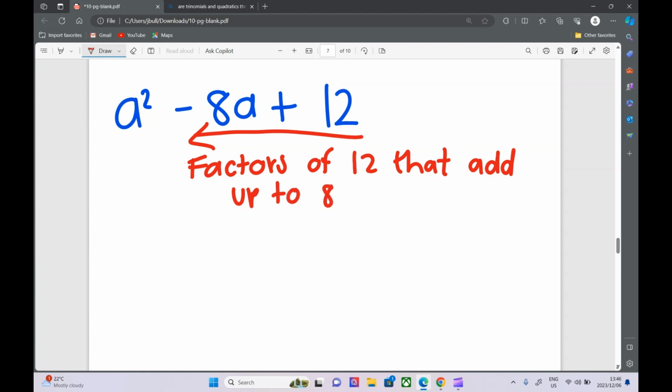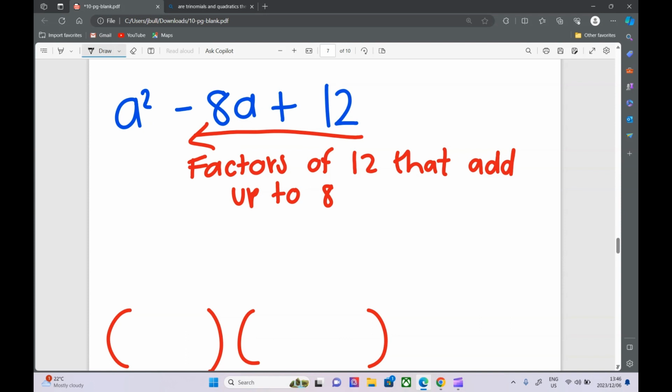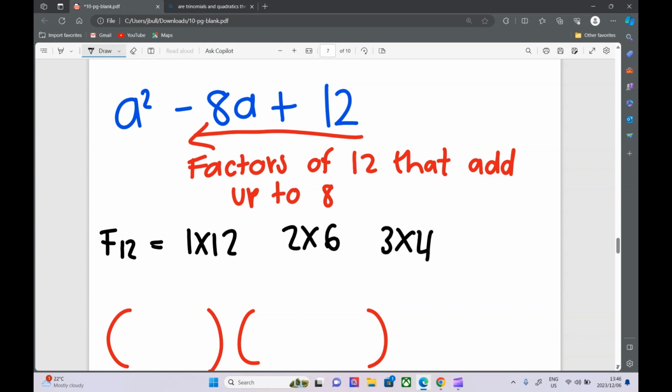Okay, so let's just do our two brackets. We can then say factors of 12. So we're getting good at these ones now because we've done them a few times. So we've got 1 times 12, 2 times 6, 3 times 4. We need to see which of these add up to 8. So 1 plus 12 is 13. That's not it. 2 plus 6 is 8. So that's our one. 3 plus 4 is 7. That's not it. Okay, so we know then we've got 2 and 6. So we're going to have a, 2, and 6.